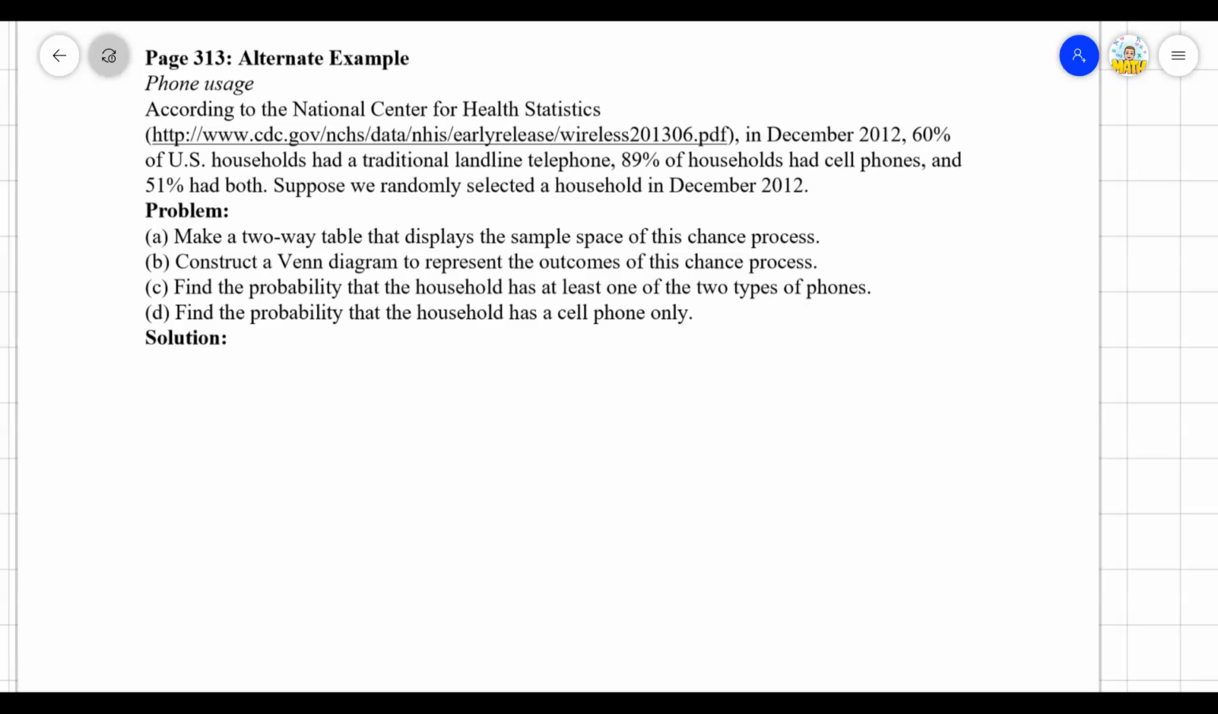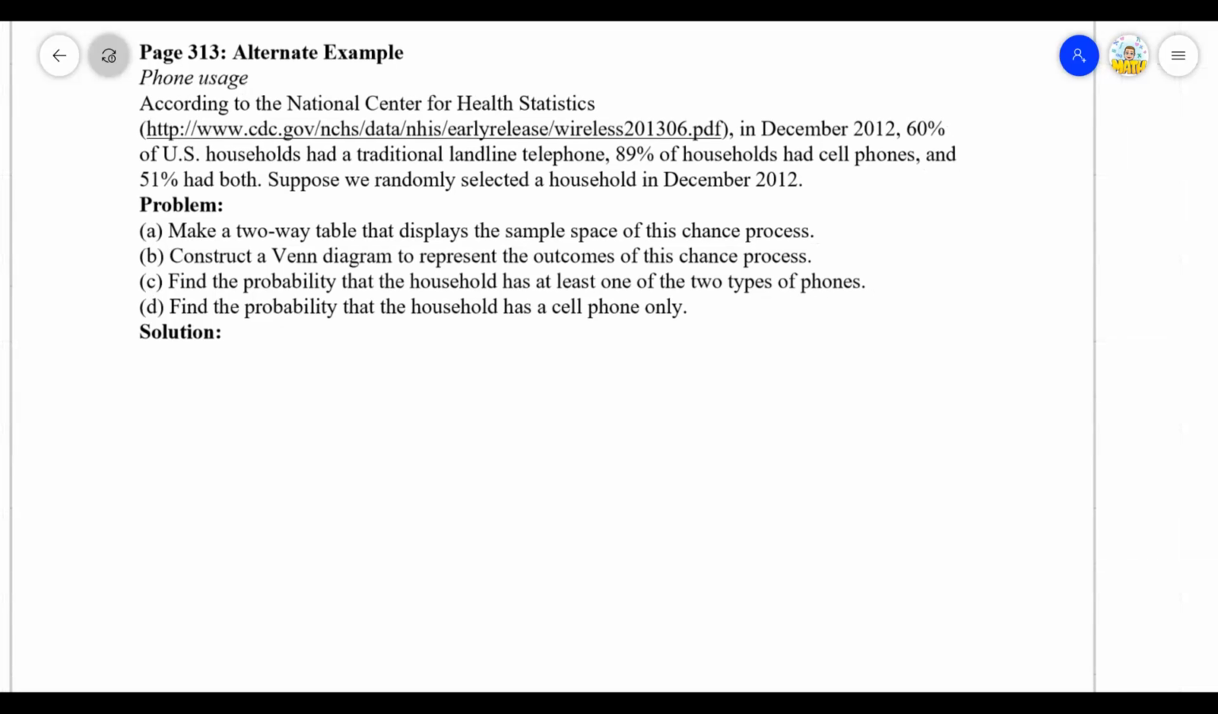According to the National Center for Health Statistics, in December 2012, 60% of U.S. households had a landline. 89% had cell phones. And then 51% had both. So hopefully we can see the makings of a Venn diagram. We're going to use a two-way table and also a Venn diagram. We want to do both in this scenario.